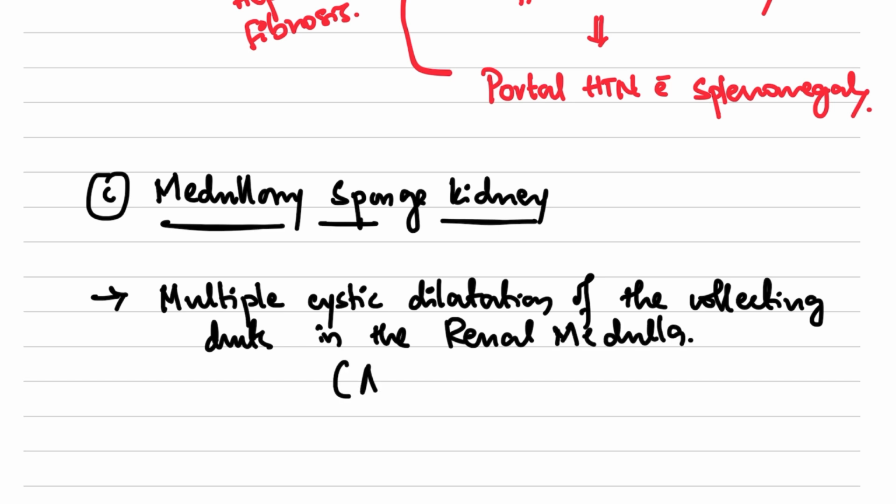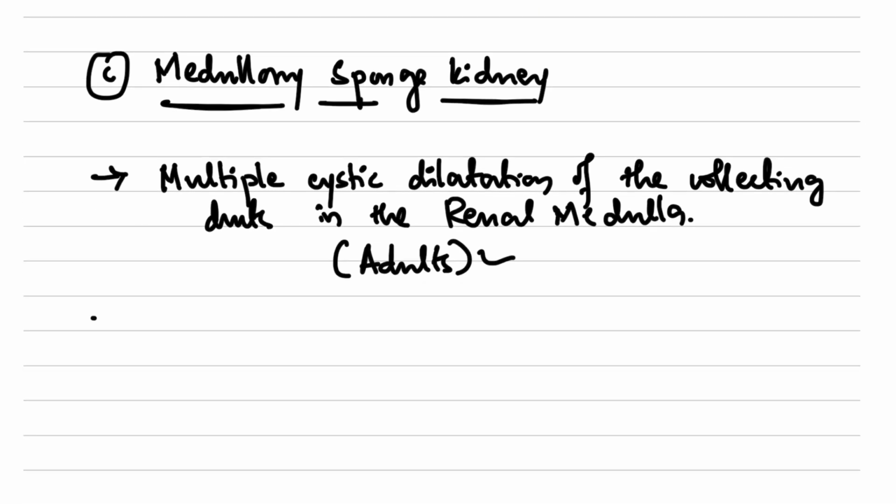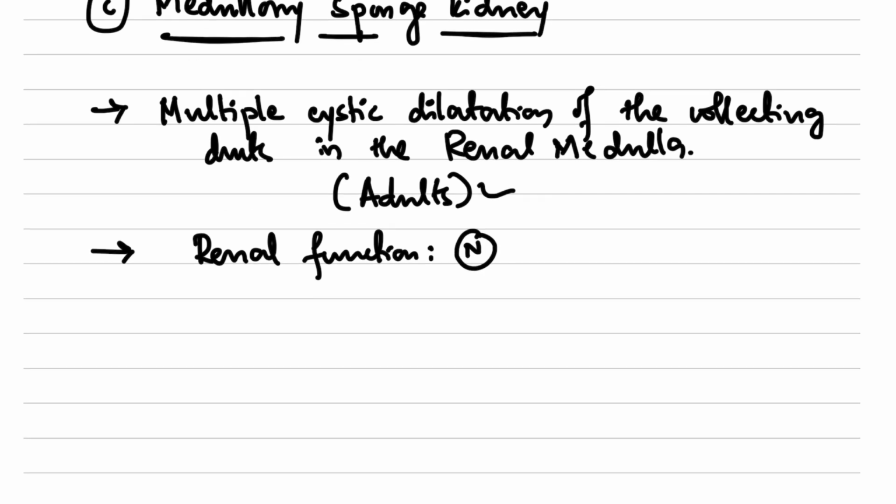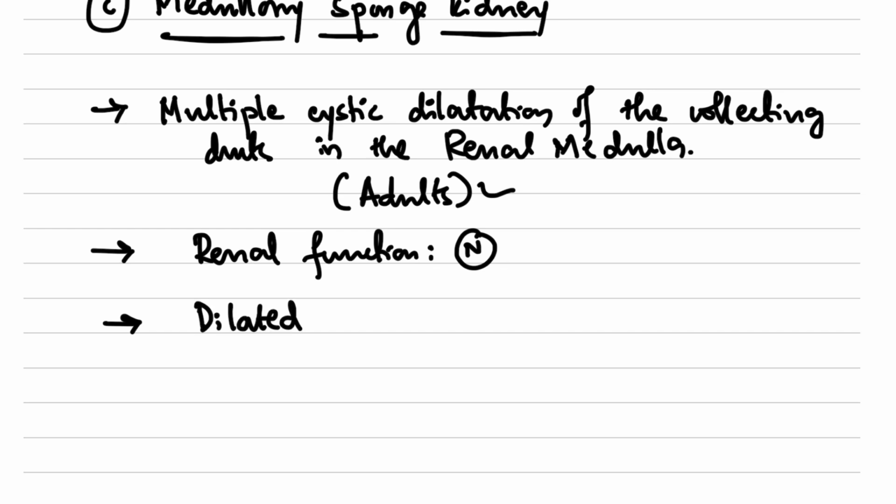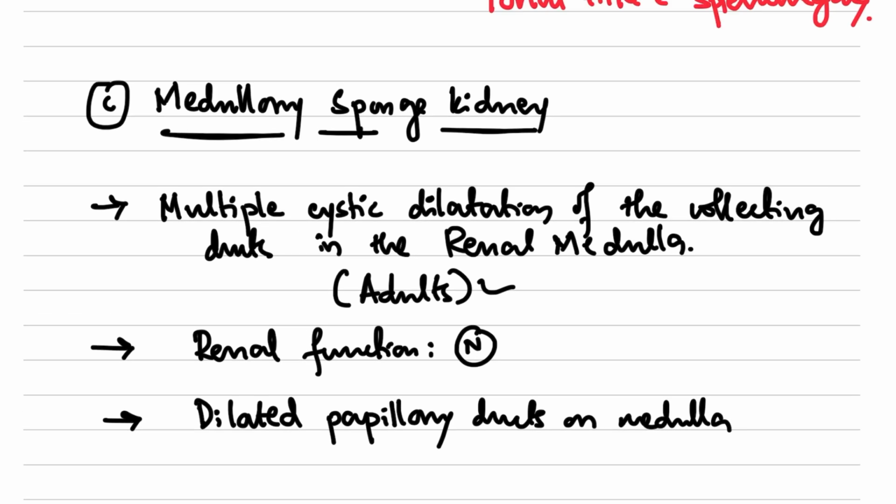It mainly affects adults. In this case, the patient will have normal renal function, so renal function is not affected. But when we look at the morphology, we can see dilated papillary ducts on the medulla. So these are the classical features of the medullary sponge disease.